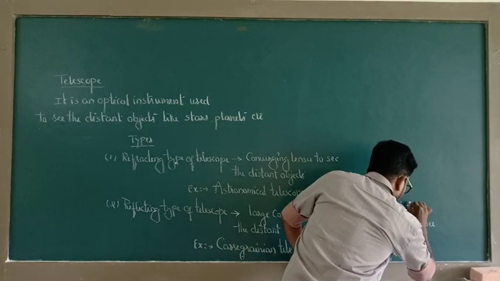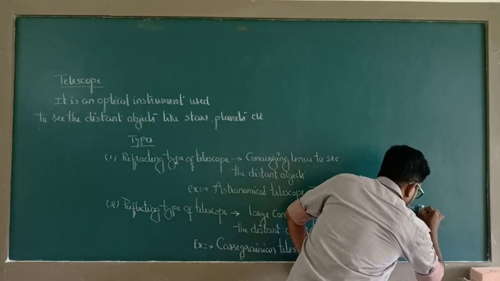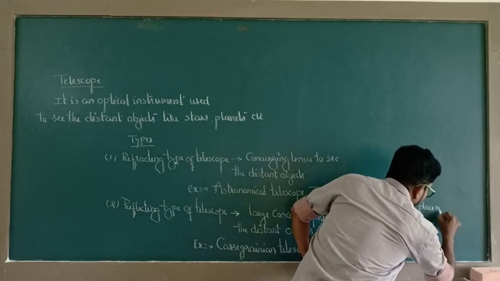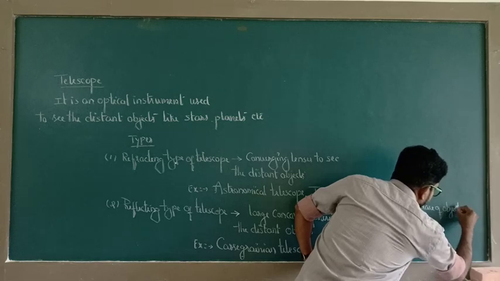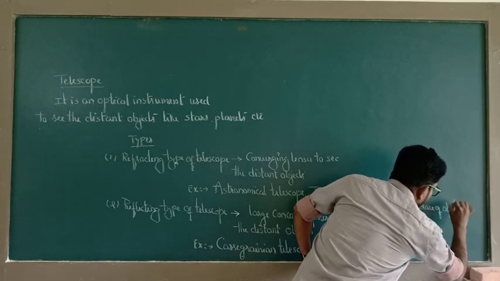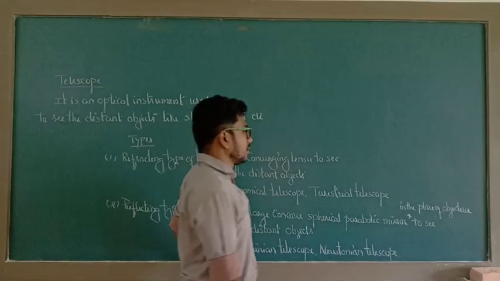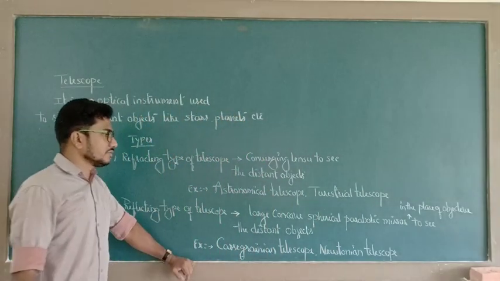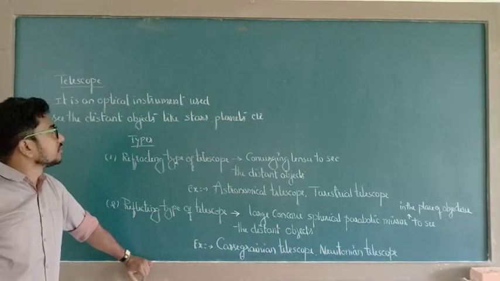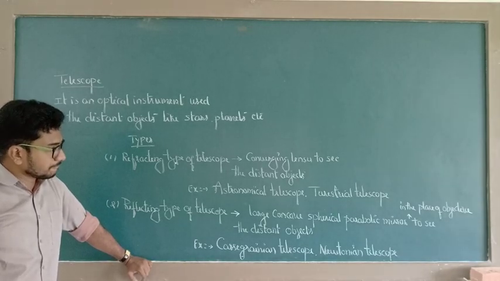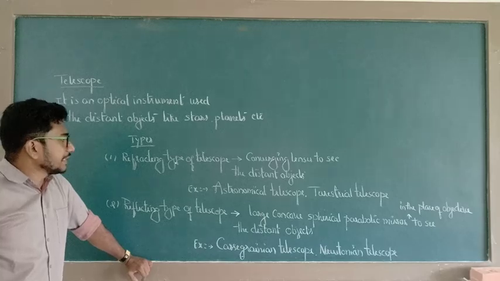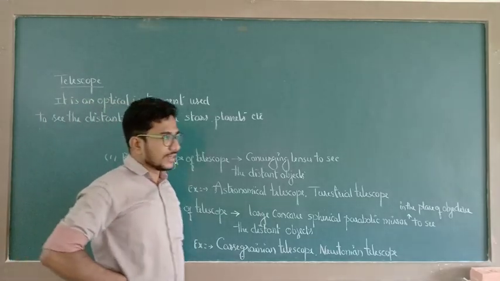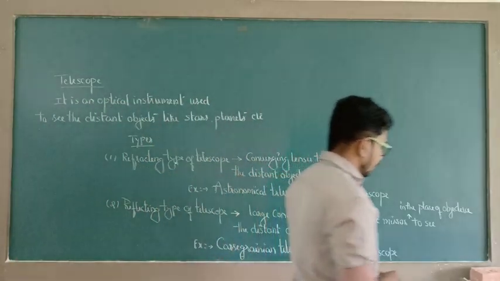In the place of the objective, to see the distant objects. Okay. Now let us see the experimental arrangement of a refracting type of telescope and a reflecting type of telescope.